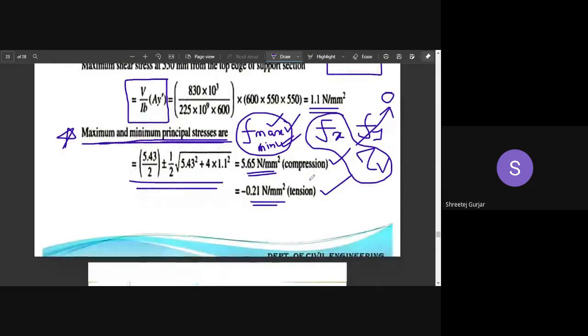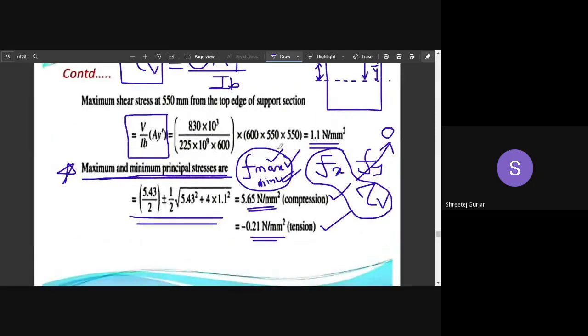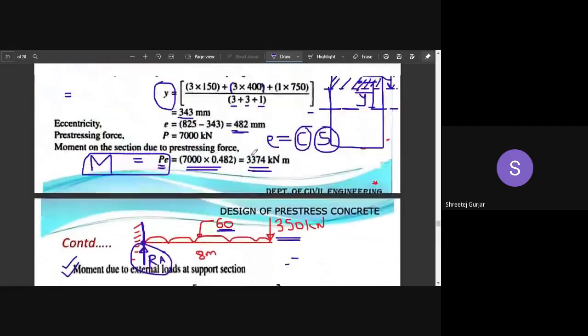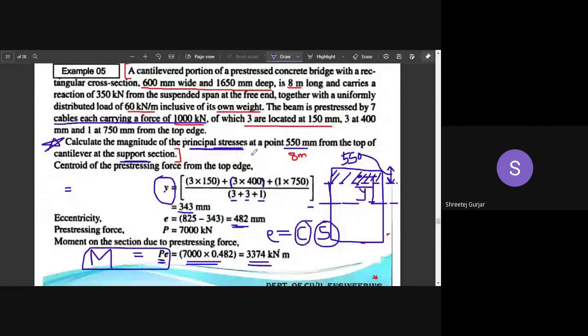Okay, so this is the summary. The main aim was to calculate the stresses. Whatever was required, we have calculated and then substituted in the formula for F max and F minimum. Okay, so is it clear now? The steps are clear, no problem.